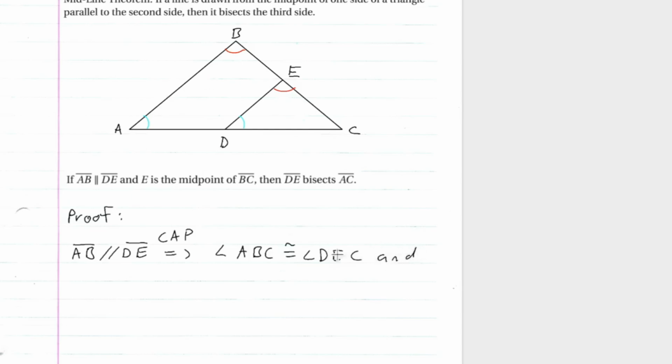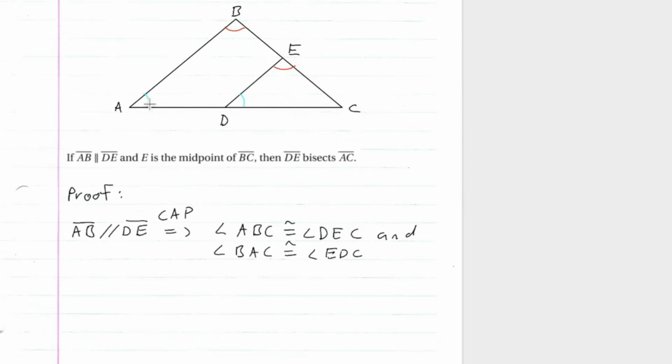And we have angle BAC is congruent to angle EDC. So if we have two corresponding angles congruent to each other in two triangles, this means by the angle similarity postulate that triangle ABC is similar to triangle DEC.